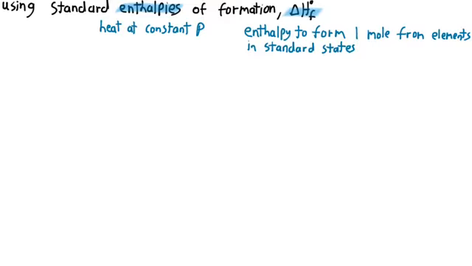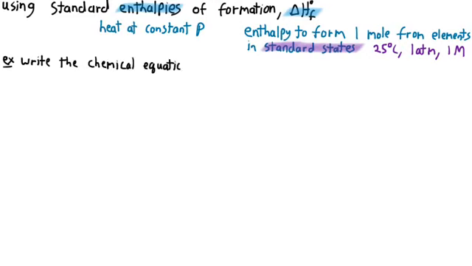And it's defined to be enthalpy to form 1 mole of a chemical from its elements when they're in their standard states. So standard states means standard 25 degrees Celsius, 1 atmosphere pressure, and 1 molar concentration. So notice it's not STP, it's standard states.